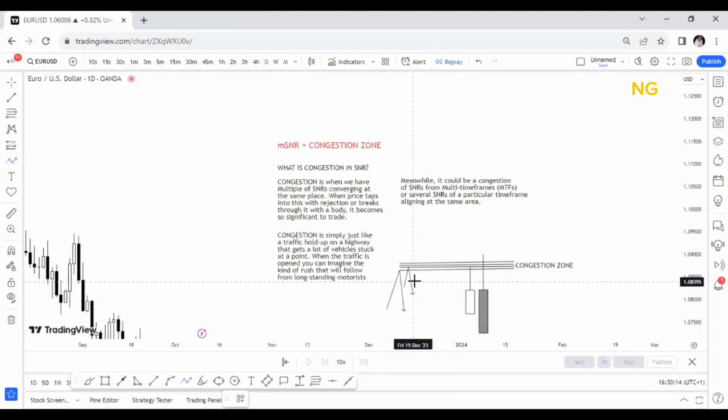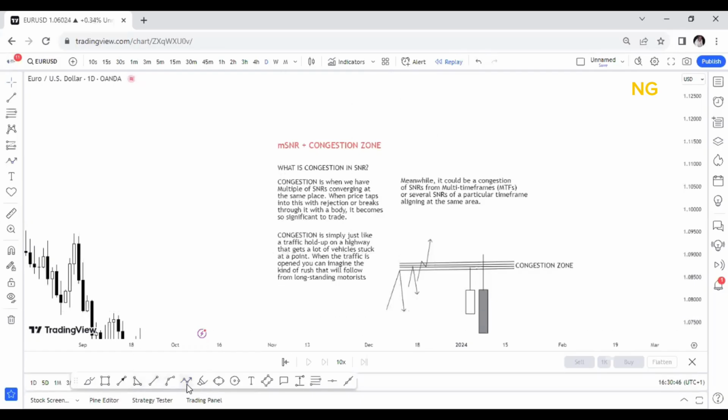It could be a breakout. It could be a gap. This could be a big gap, something like that. You can have multiple of these in there, aligning at the same area, the same level. You can have them like this, multiple of them.